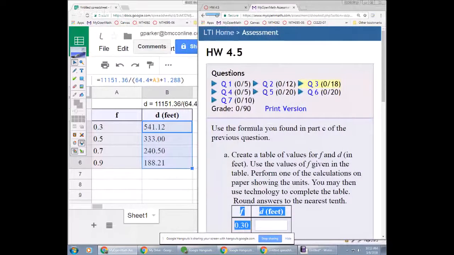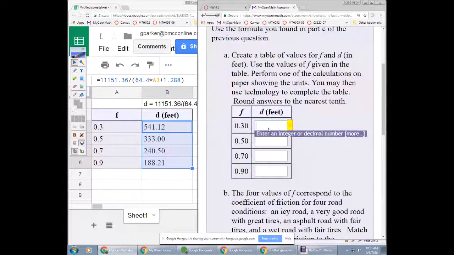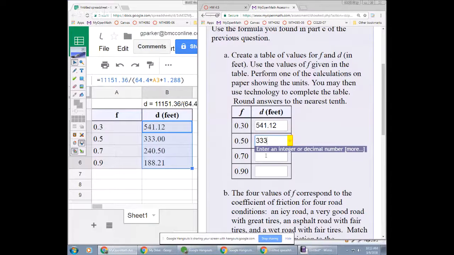So if I try to type those in here, 541.12, 333, 240, 188.21, and maybe I'll do that 0.5 there.